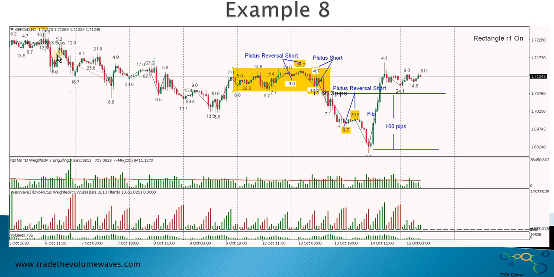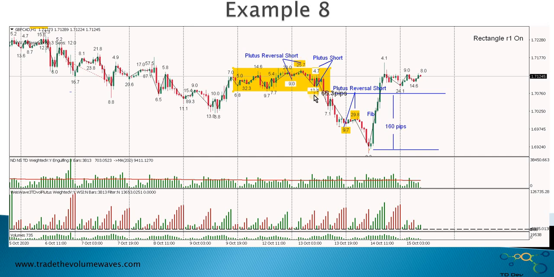Maybe I'm going too fast, but I think you can see the video many times. All right. We're going down, then we start going up, back up again, then we start ranging. Another range here. That's a 66 pips range. And what do we see? Just before the exit, two patterns. Plutus short here, 4.7 with a 13, and a Plutus reversal short.